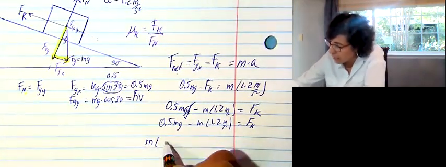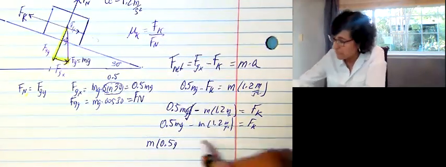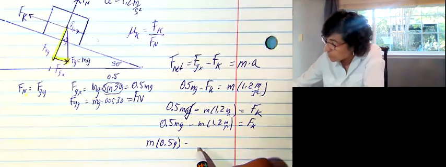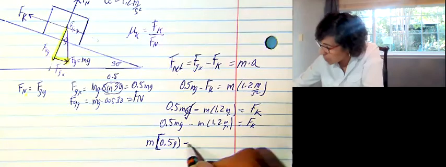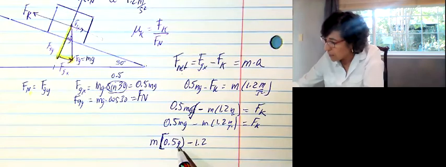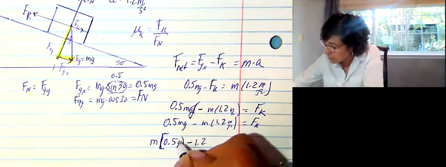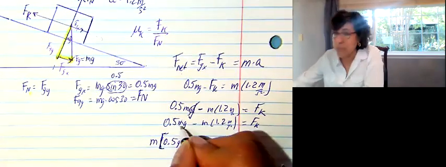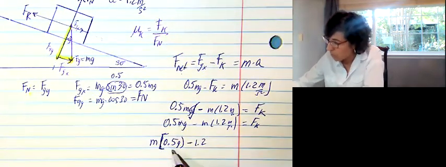Let's factor an m, and I have 0.5 g, which would be 0.5 times negative 9.1. Oh, there we go. Minus 1.2. That's what I should have done. Negative 1.2. So here I've got meters. This is kilograms. The m is kilograms. This is kilograms times meter per second squared. And here I have kilograms times meters per second squared. So I pulled out the m. So I have 0.5 g. Sorry for this line right here. Minus 1.2. And also meters per second squared.